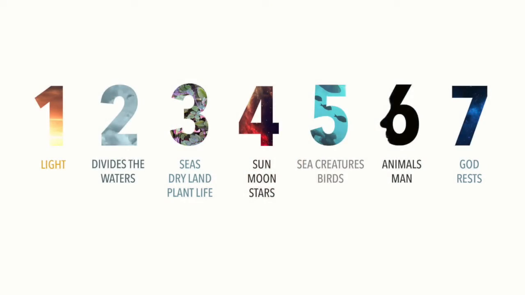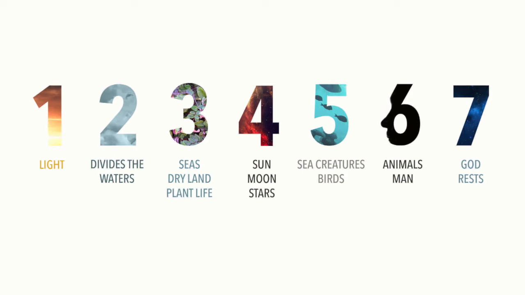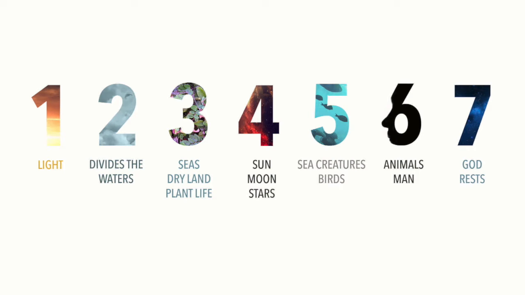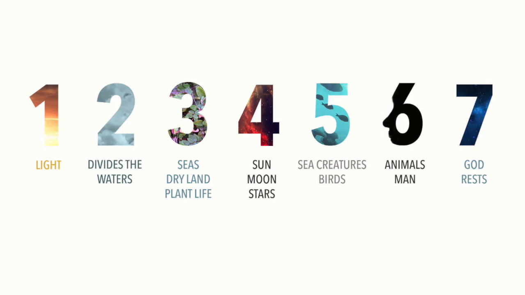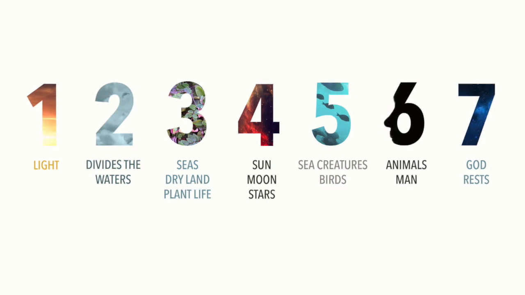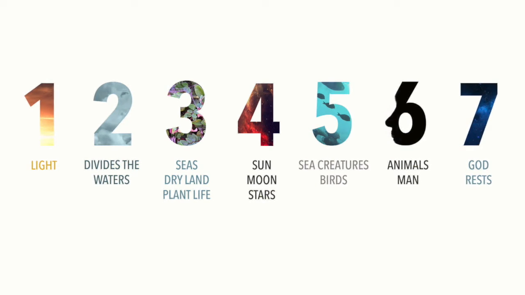Day number 2, the firmament dividing the upper waters and the lower waters. Genesis chapter 1, verses 6 through 8. The word firmament simply means the curvature of the sky, okay? Day number 3, the seas, dry land, and plant life appear from the spoken word of God in Genesis chapter 1, verses 9 through 13. On day 4, God created the sun, the moon, and the stars. Okay, that's beautiful. Genesis chapter 1, verses 14 through 19.